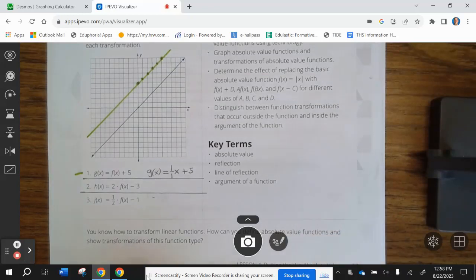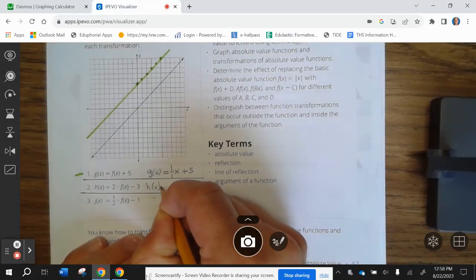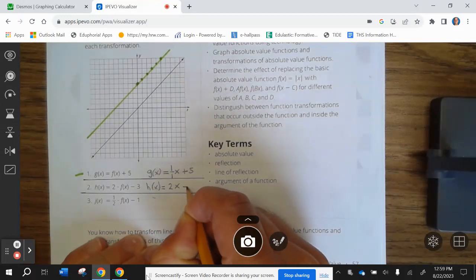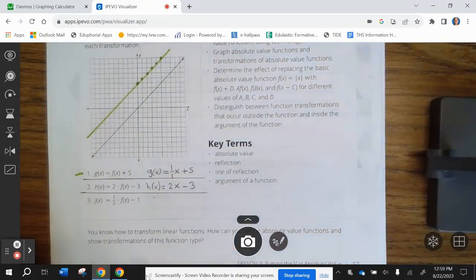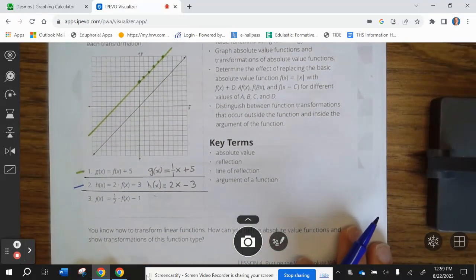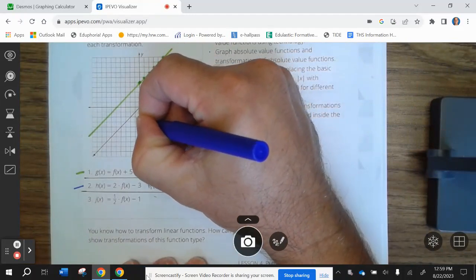Okay, let's take a look at number 2. Remember, f(x) is x, so h(x) = 2x - 3. And let's do that in blue. Okay, so we start at negative 3, so negative 1, 2, 3.